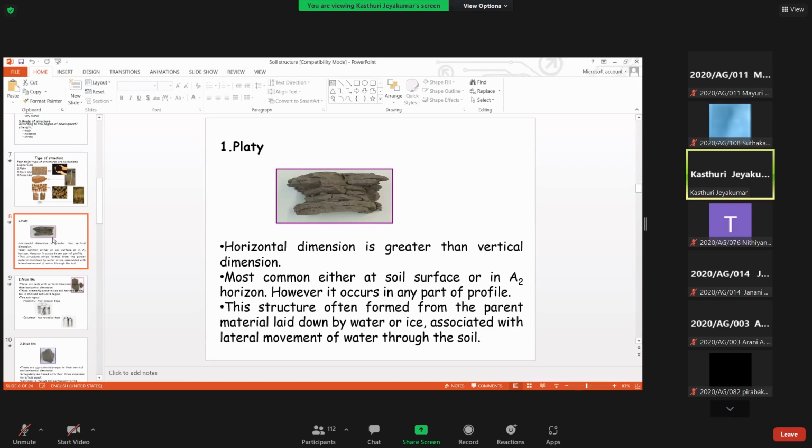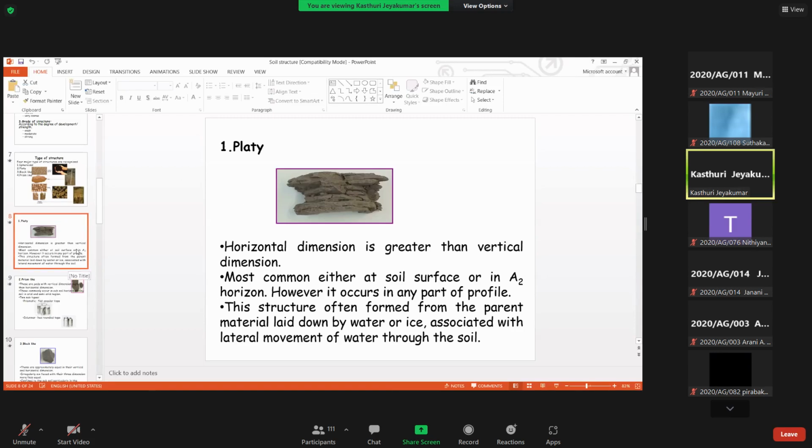And how does this plate-like structure form? This plate-like structure is formed from the parent material laid down by water or ice, associated with lateral movement of water through soil. So remember this one.